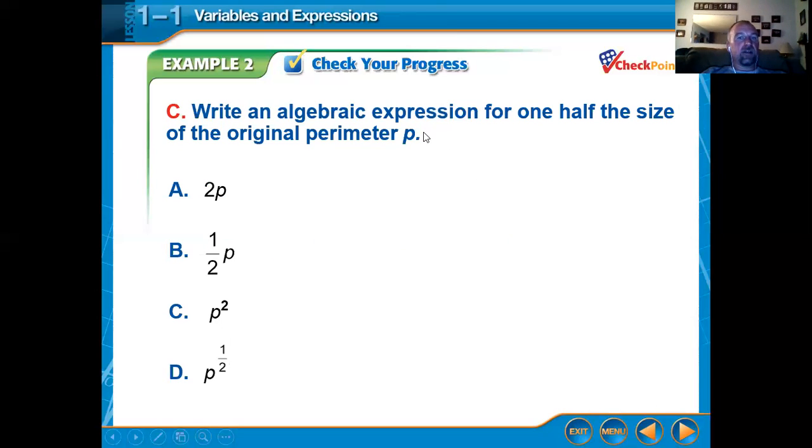And the last one of these, 1/2 the size of the original perimeter P. Half of P, well, it's half times P. Another way you could have written this is, you could have taken this P and moved it to the numerator, because this is really P over 1. So it would be P over 2 when you combine the half and the P over 1. Different ways to write that. Understand that 1/2 of P is the same as P over 2. Because remember, taking half of something means dividing it by 2, and putting P over 2 would be dividing it by 2. They mean the same thing.